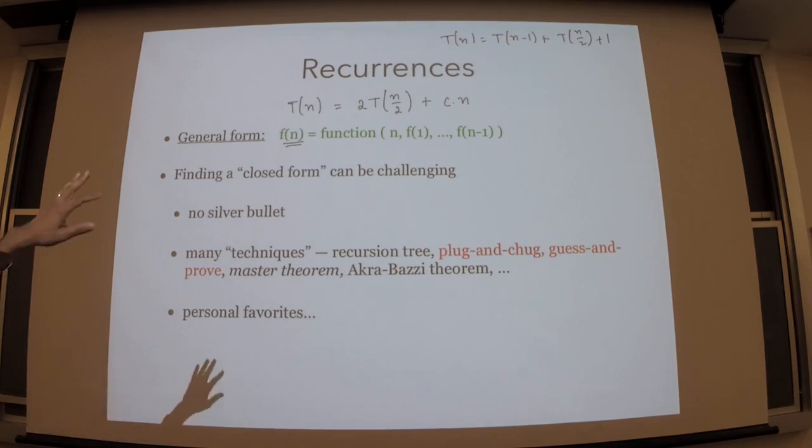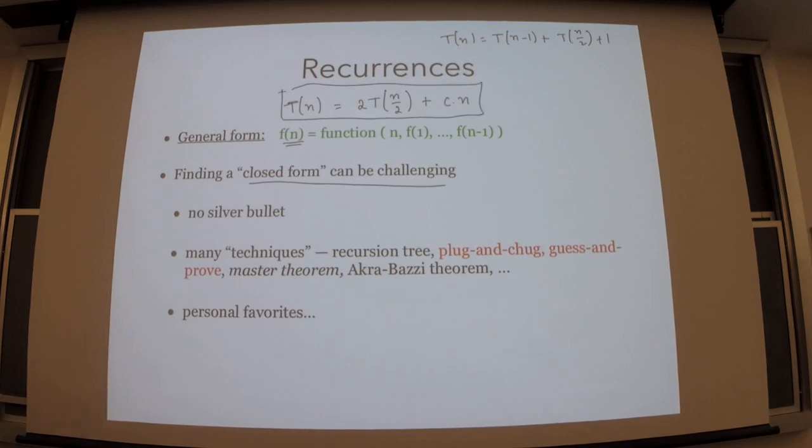Often, finding a closed form for this is what you're interested in. While the recurrence is perfectly fine, it doesn't tell you too much about what the function T of n is. It just tells you it's 2T of n by 2 plus n. But what is it actually, as a closed form, as a function of n?